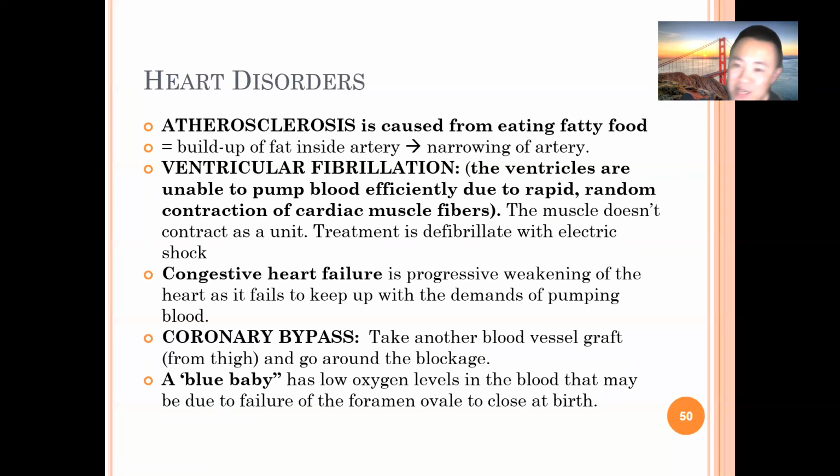Atherosclerosis here is caused from eating fatty food, and that's the buildup of fat inside the artery or the narrowing of the artery. Ventricular fibrillation is when the ventricles are going bananas and they're unable to pump blood efficiently due to rapid random contraction of the cardiac muscle fibers in the ventricles. The muscle doesn't contract as a unit, and the treatment here is to defib, or defibrillate, with an electrical shock to override the cells.